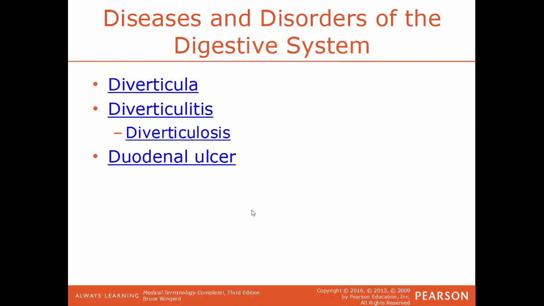And when those pouches become inflamed, that's when it's called diverticulitis. And the overall condition where these pouches develop is diverticulosis. And our last term here, a duodenal ulcer. This is an ulcer or a sore within the duodenum, which is the first part of the small intestine, the first part that branches right off of the stomach.